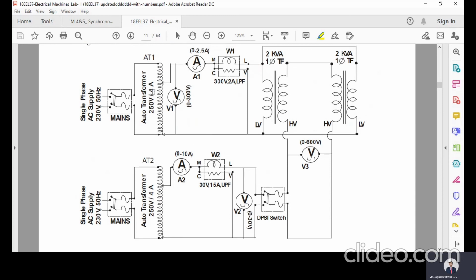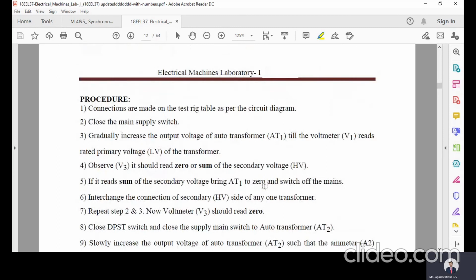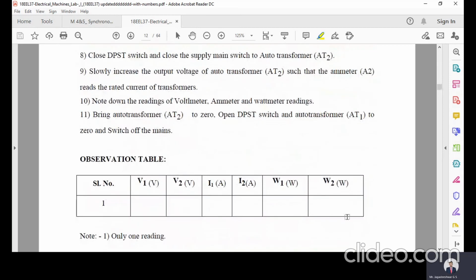So the procedure is you have to gradually vary auto transformer 1, and after confirming the polarity, if there is no deflection in the V3 voltmeter, it shows the polarity is correct. Then you vary auto transformer 1 such that rated voltage is applied, which you can observe in voltmeter V1, and gradually vary auto transformer 2 such that rated current is applied. You can observe it in ammeter A2. If it reads 8.69, in this case 8.69 is your rated current. Then accordingly you can note down the wattmeter 1 and 2 readings along with V1 and V2. Once you get those readings, you can enter them in this observation table.